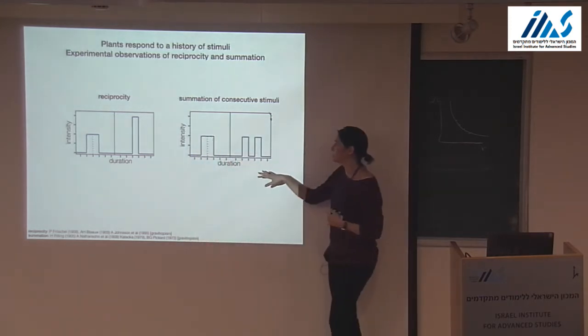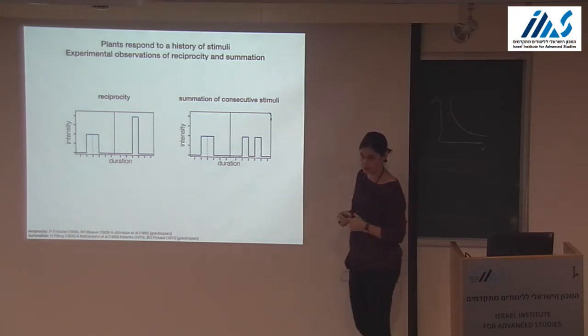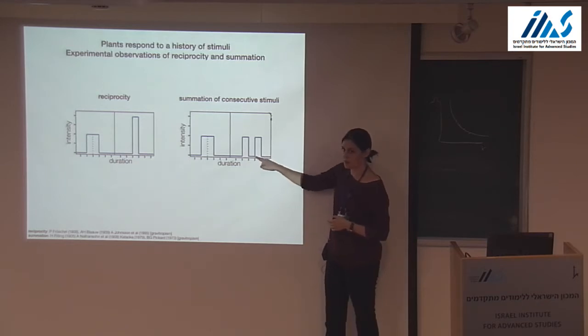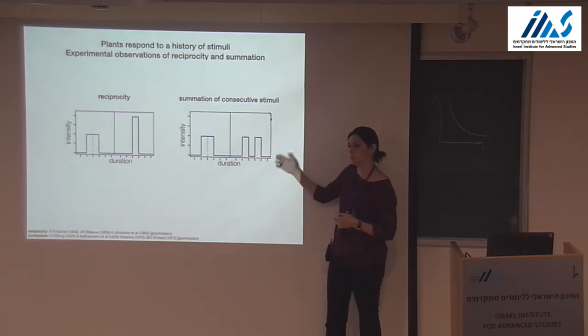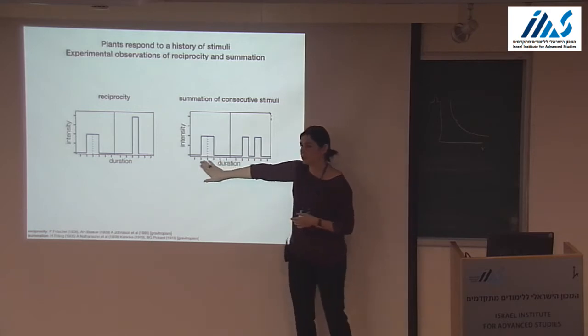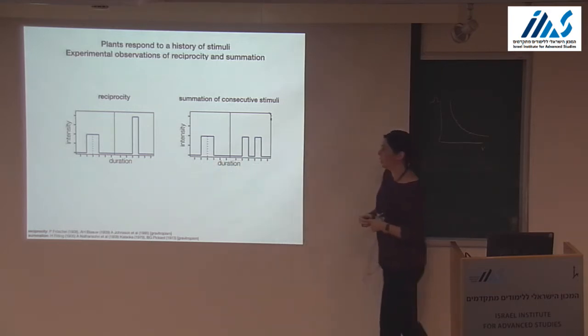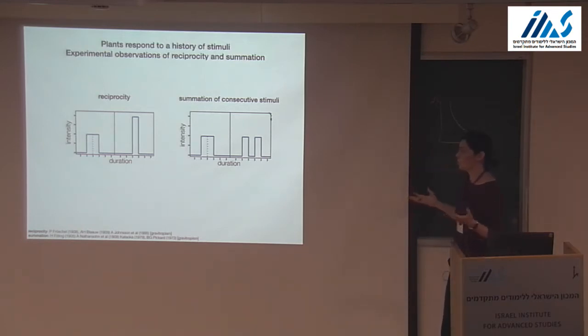A second class is summation of consecutive stimuli. So if you have these two time-separated stimuli, the plant again will respond identically to this or to the continuous version of these two pulses. Okay? And the question is, why is this happening? Where does this come from?